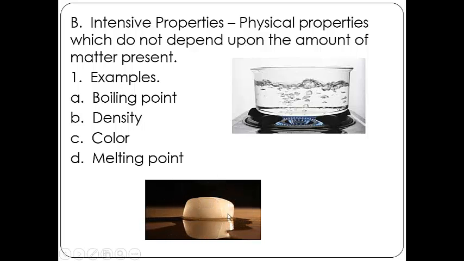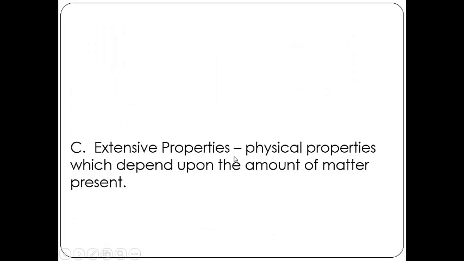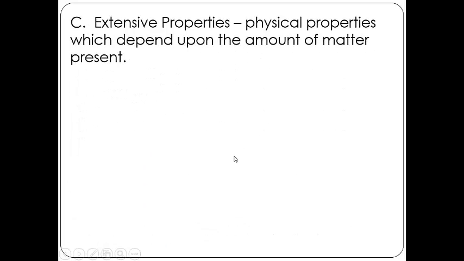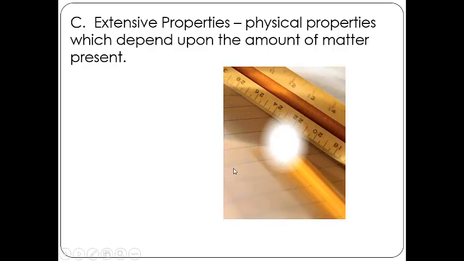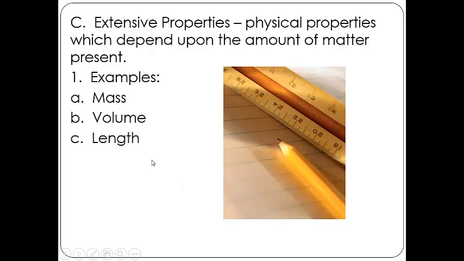It wouldn't matter for ice, hard, solid H2O, small amount, little amount. The melting point is still the same regardless. And then you have extensive properties, and these are ones where it does depend on the amount of matter that you have. For instance, if you wanted to measure the length of something, the mass, or the volume, those are going to change if you have a small amount or a large amount. The mass will be different, the volume would be different, the length would be different. So those are extensive properties.